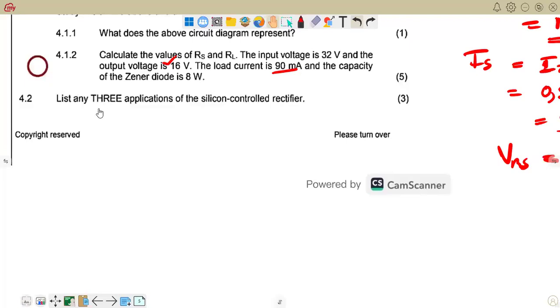4.2 is saying, list any 3 applications of the silicon-controlled rectifier. So the SCR has a widespread use, mostly in control circuits. So it is used for motor controls, relay control, heater controls, battery chargers. We can use it for power supplies, regulated power supplies, static switches, time delay circuits. Those are some of the applications of the silicon controlled rectifier.